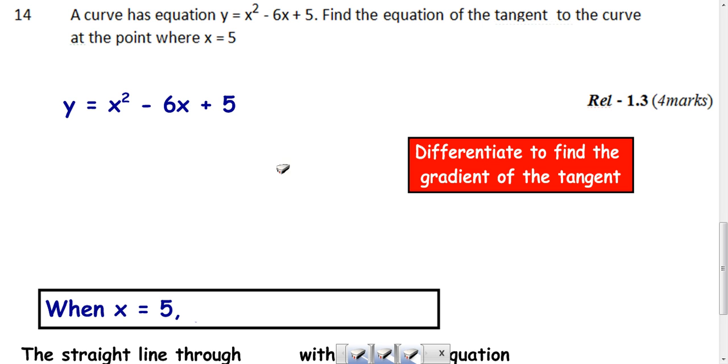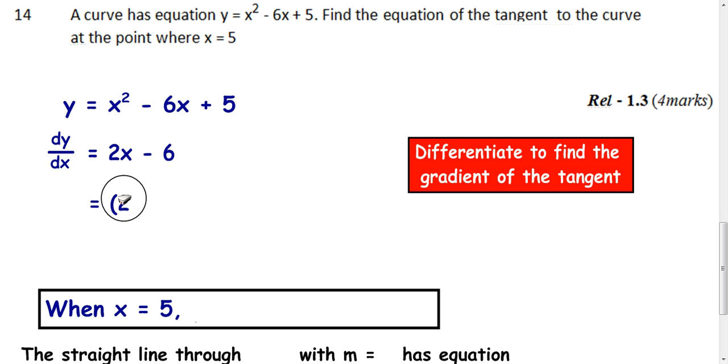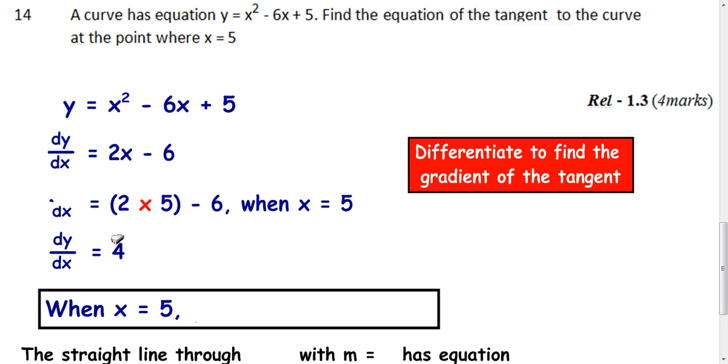So firstly, to get the gradient at x equals 5, you need to differentiate this and then substitute 5 in. So I'm going to do that first. So divide by the x, multiply down by the 2 to get 2x, and this goes to 6, and the constant goes to 0, so take away 6. I then want to sub in 5 here. 2 times 5, take away 6, and x is 5, and this will give me the gradient. So that's going to be 10 take away 6, which is 4. So the gradient at this point is 4.